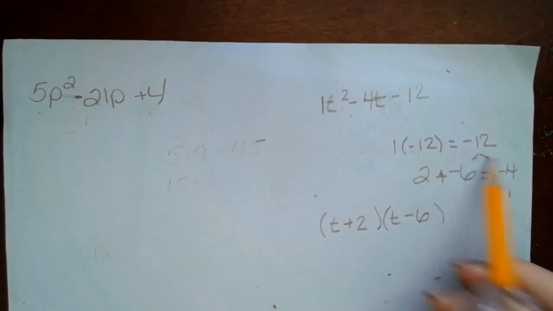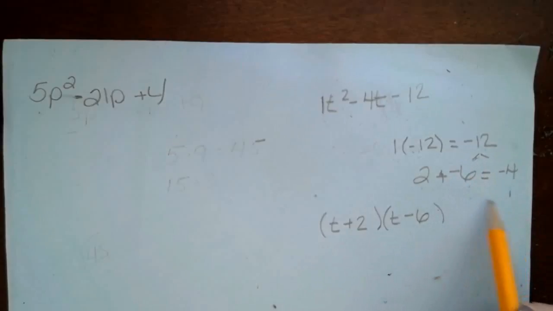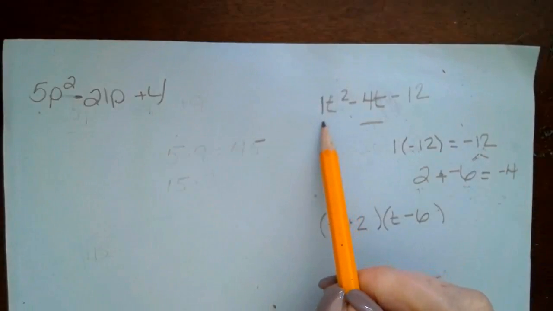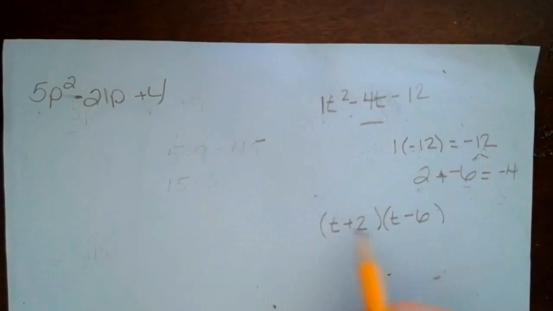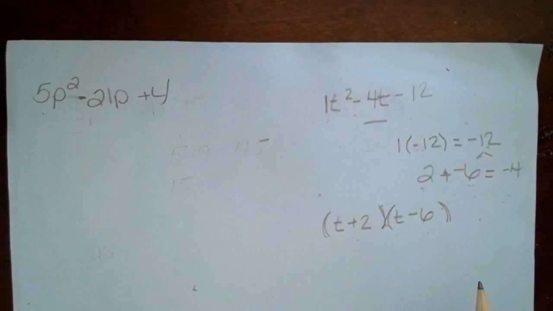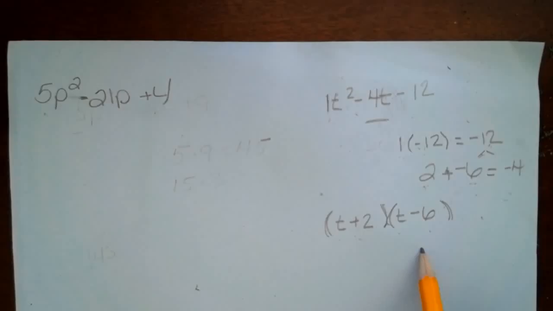Then we need to find factors of negative 12 that will add together to give us negative 4. So we found that 2 plus negative 6 gives us negative 4, which is our middle term. And indeed, 2 times negative 6 is negative 12. Because this is just t squared, the 1 is there, we can form our binomials. Let's bring our t and t, and then our two factors, 2 and negative 6. So watch the video on factoring quadratics with an a term of 1 if you need some help with this.